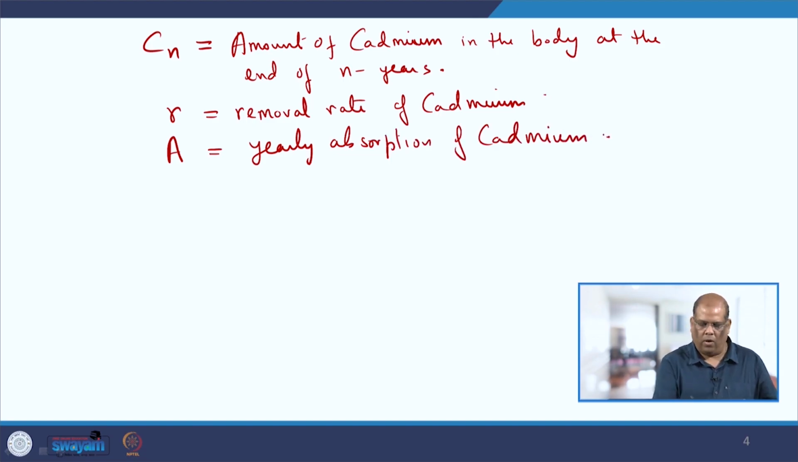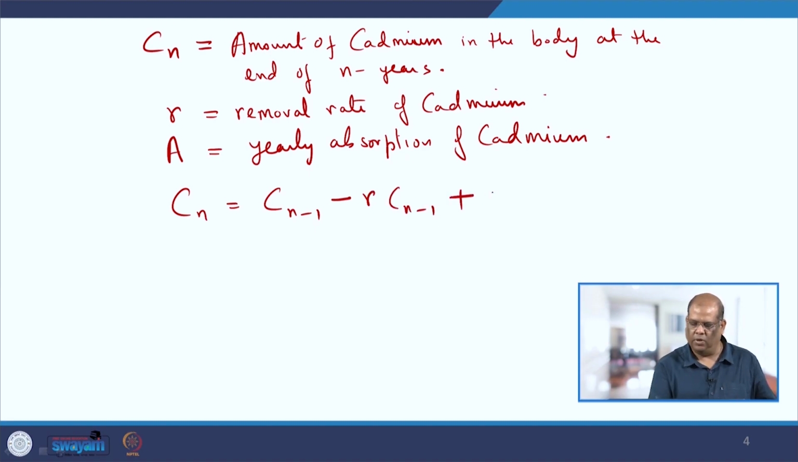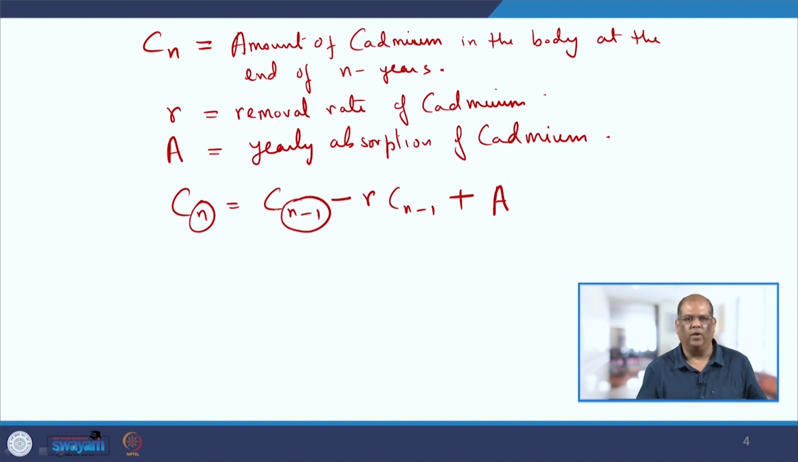If we now model this, it is going to be Cn equals Cn minus 1, minus the removal, R times Cn minus 1, plus the absorption A. So this is the amount at the end of year n, this is the amount at the end of year n minus 1, removal is R and addition is A.